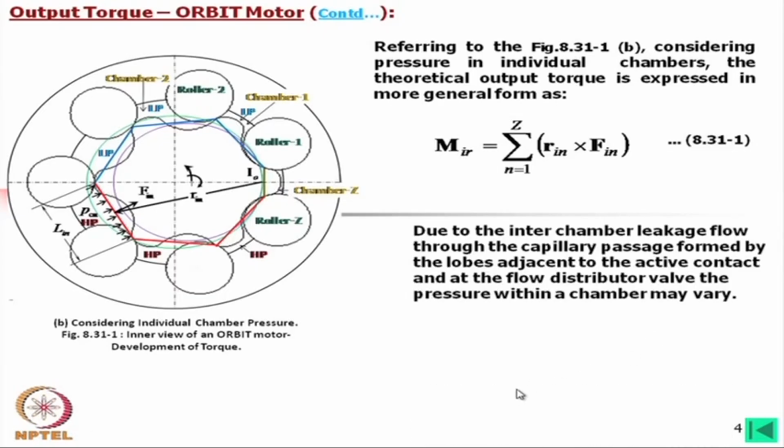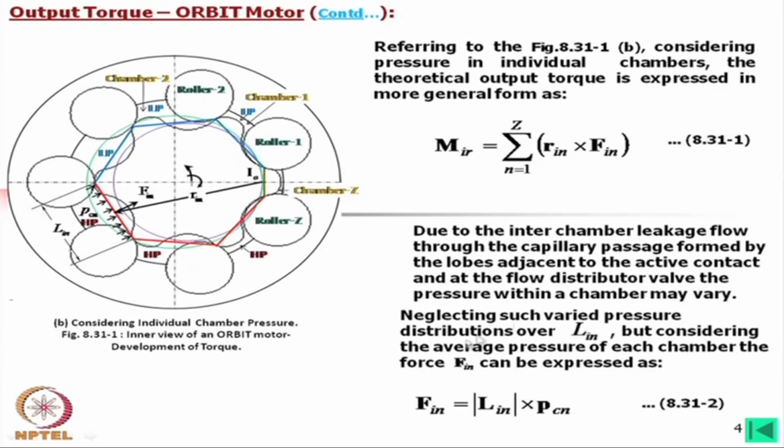So, here I have written that due to the inner chamber leakage flow through the capillary passage formed by the lobes adjacent to the active contact, and at the flow distributor valve, the pressure within the chamber may vary. Not only this, we should remember the flow distributor valve is very close to that. So, due to that there may be a pressure change due to leakage through that. So, once the leakage through all the paths is considered, we may have a different pressure history instead of the ideal pressure distribution.